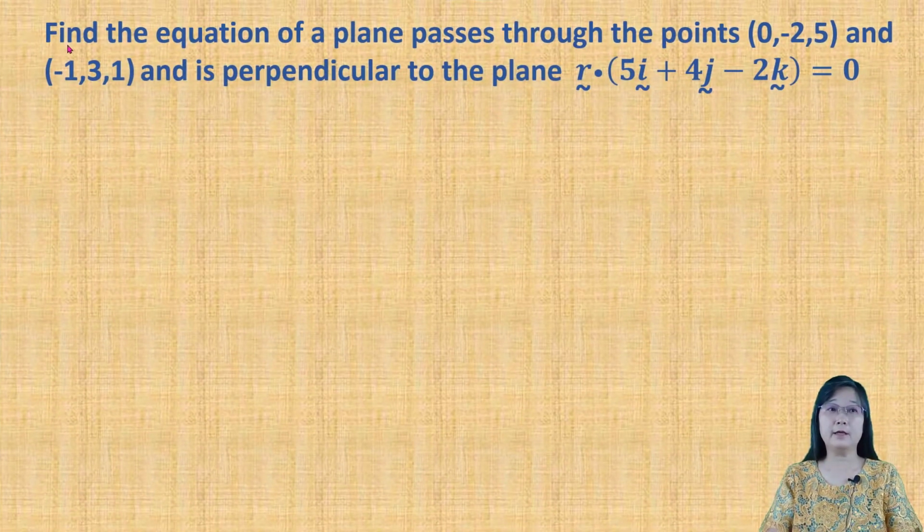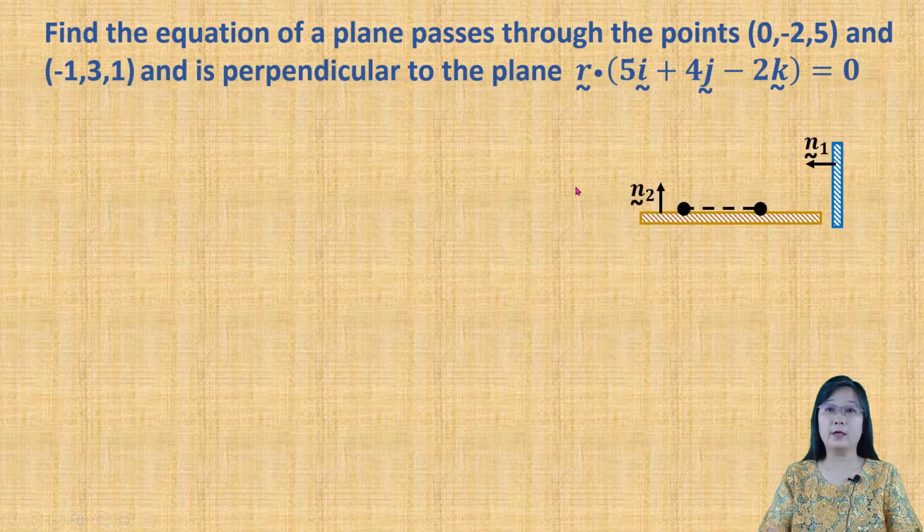Now let's try another example. Find the equation of a plane that passes through the 2 points and the plane is perpendicular to another plane. When finding the vector equation of a plane, we need one position vector of a point which is on the plane. In this question, we are given 2 coordinate points, so we can use either one.